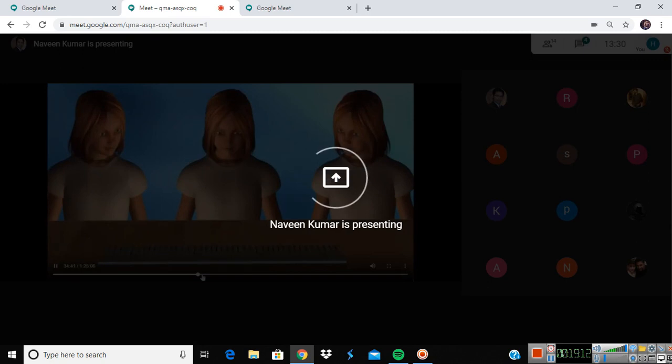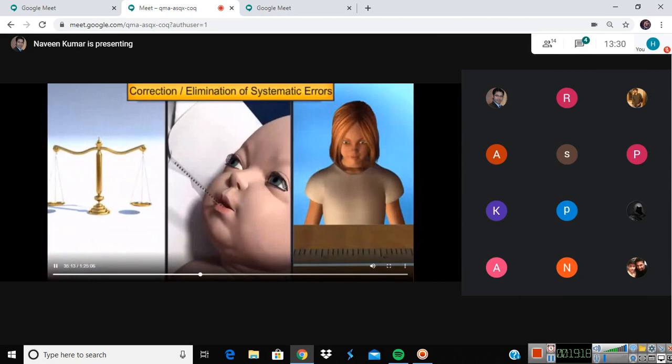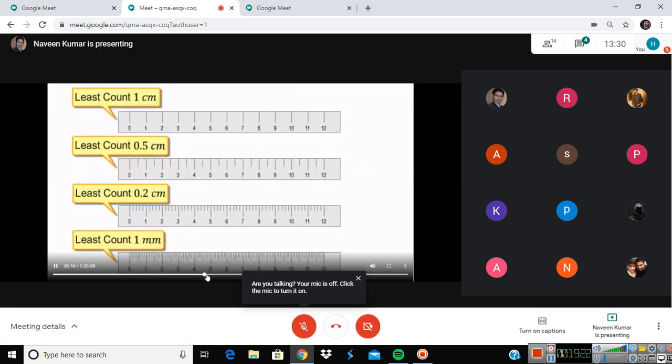Such errors can be reduced by improving the technique or procedure of measurement, and can be either negative or positive, and the quantum of error will be associated with both systematic and random errors. See, there is a word that is least count. Least count means the minimum value that can be measured from an instrument. That is known as least count.